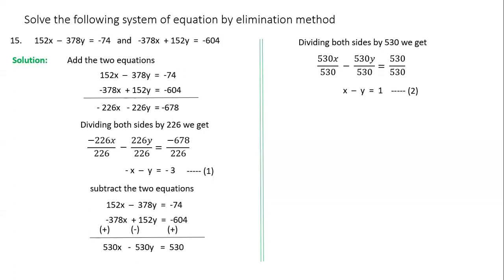This is your second equation. Add the two. Minus x minus y is equal to minus 3. x minus y is equal to 1. And add the two. This cancels. Minus 2y is equal to minus 2. y is equal to 1.